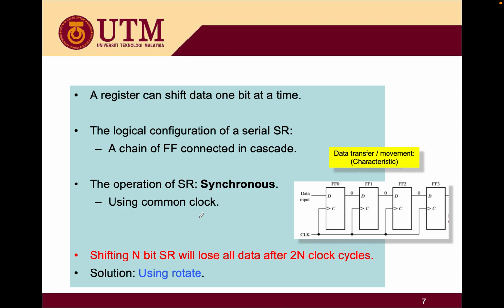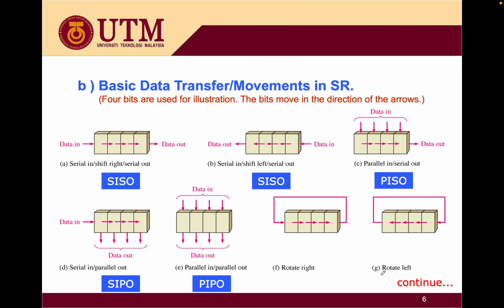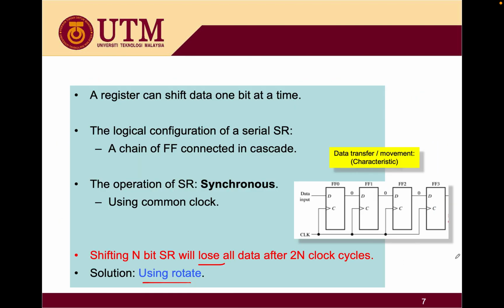And when shifting in an n-bit SR, we lose all data after 2n clock cycles. This is going to be a problem, because after 2n clock cycles you have lost all the data. So how to overcome the problem? You're going to use rotate. So you can see you have rotate right or rotate left.